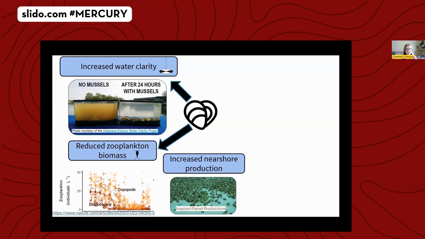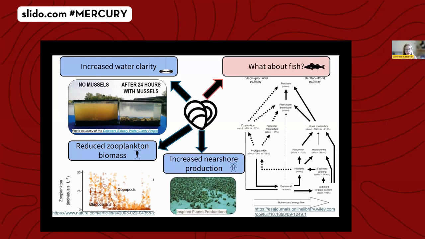As I said, they deposit some of their waste products on the bottom of lakes, so that increases the productivity of lake bottoms and nearshore areas. And all of this can have impacts on fish, although the impacts that have been documented for fish are much more variable than, say, impacts on water quality.